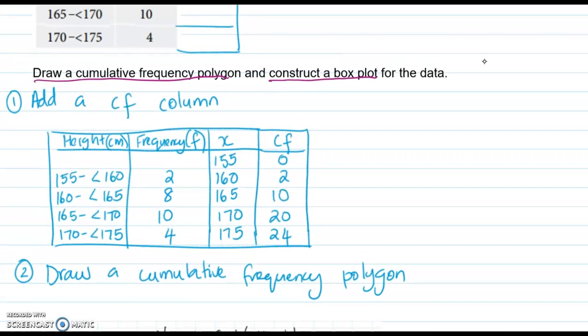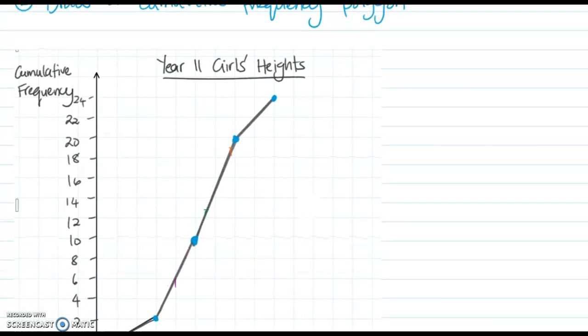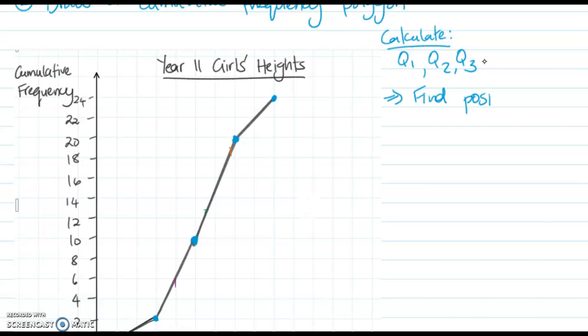The next part we have to do is to construct a box plot. To construct a box plot, the things that we need are our 5-figure summary. Okay, so let's calculate our 5-figure summary. We know what our minimum and maximum is, so let's start with our Q1, Q2, and Q3 values. Let's find the positions first.